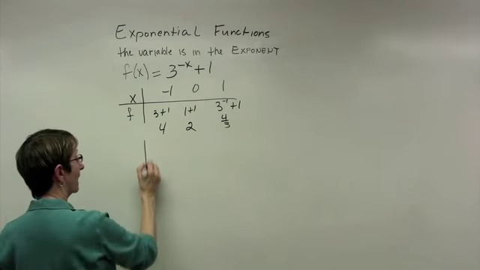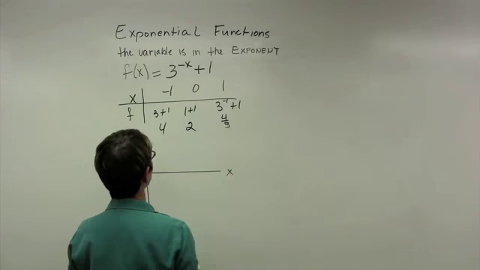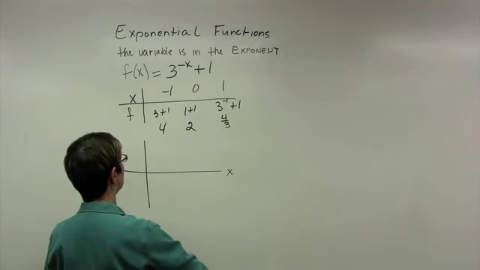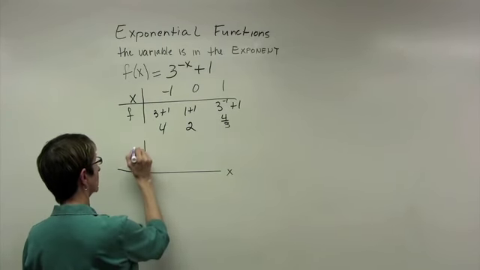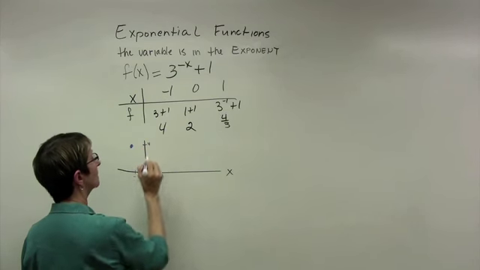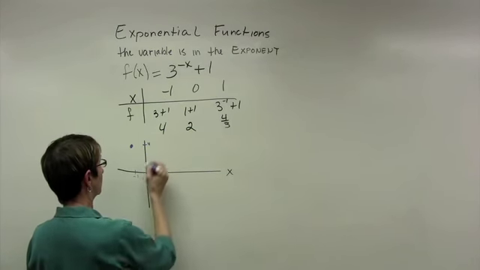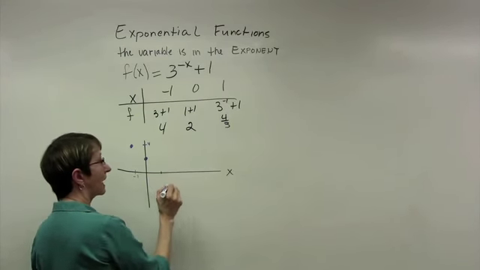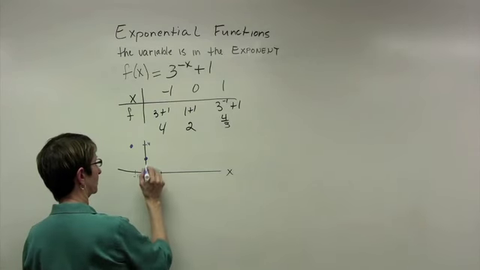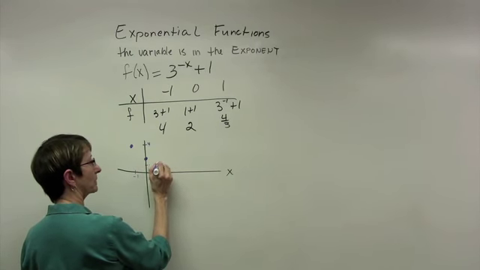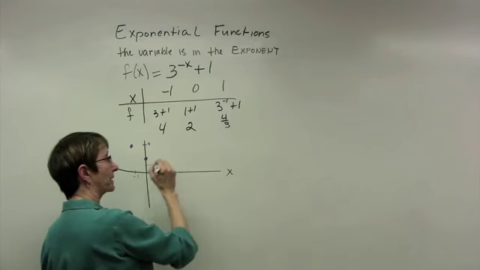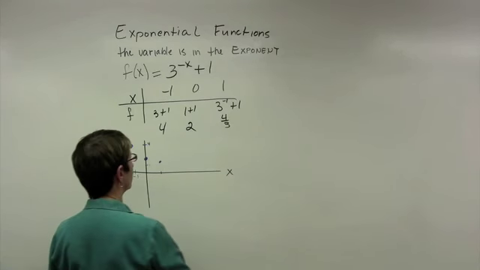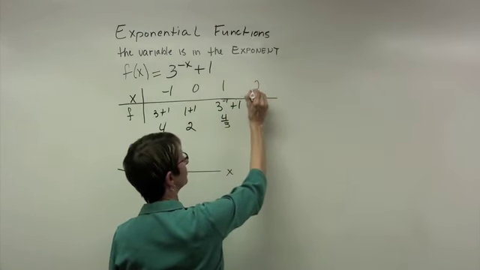So if I plot on a graph, at negative 1, I'm up at 4. At 0, I'm at 2. At 1, I'm at 4/3, a little bit above 1. So it is dropping like the one that was base 1/3. And let's go out and pick another value out here. What happens when x is 2?